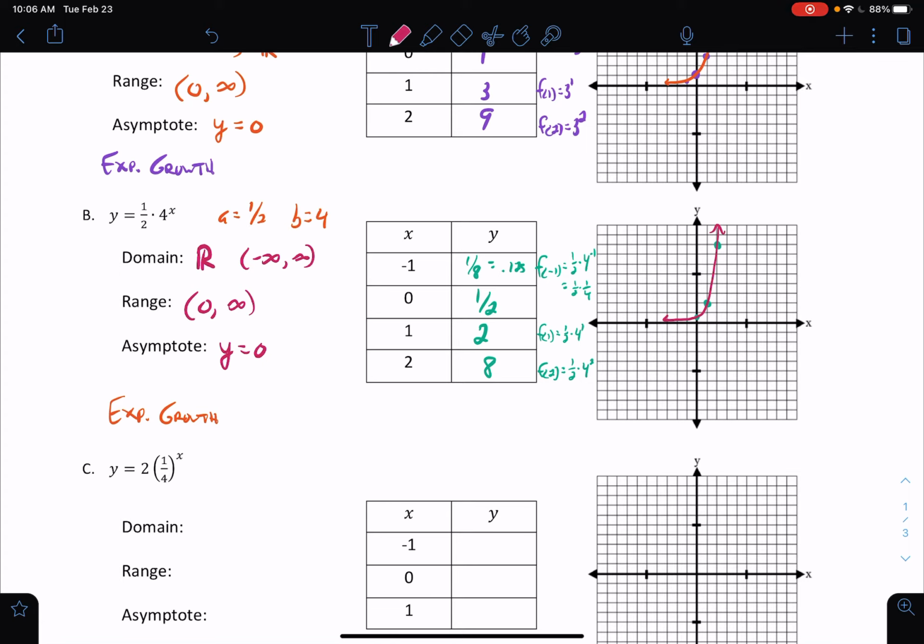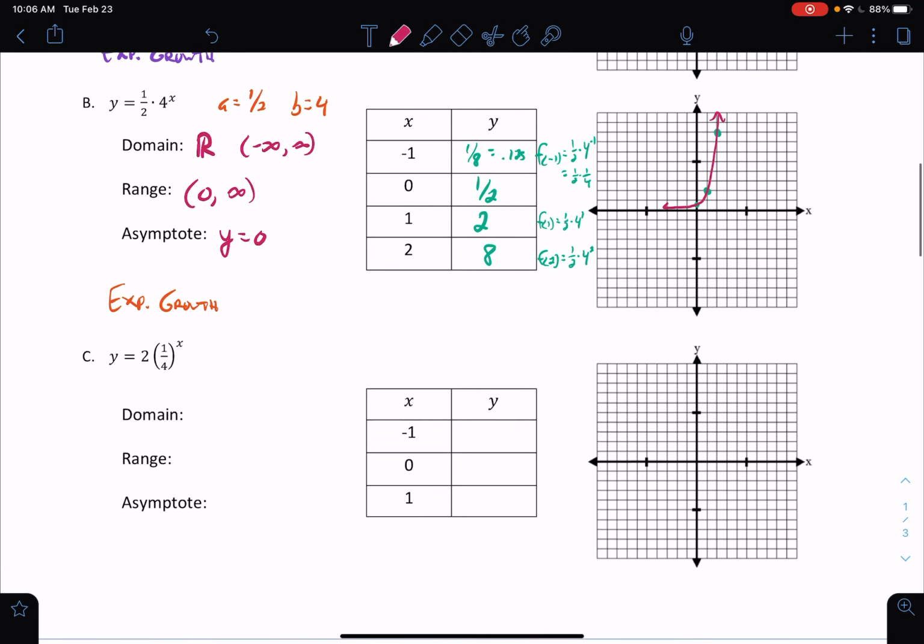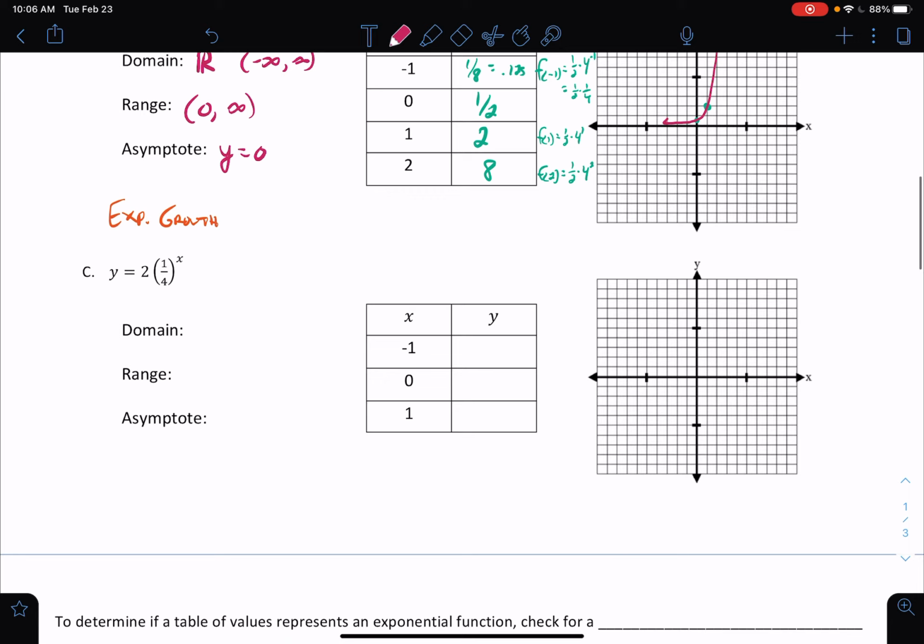Okay? And then lastly, we got part C. We get y equals 2 times 1/4 to the x. So the a value is 2. B value is 1/4. This tells me I'm dealing with exponential decay.